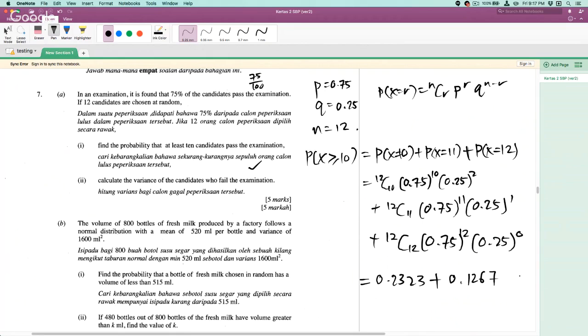For this part, I encourage you to take as many decimals as possible, but in this one I think 4 should be enough. This one is 1, this one is 1. So I just do 0.75 to the power of 12, and you basically get 0.03168. Then I add them together: 0.2323 plus 0.1267 plus 0.03168. Therefore, I will get 0.3907. This one should be my correct answer.